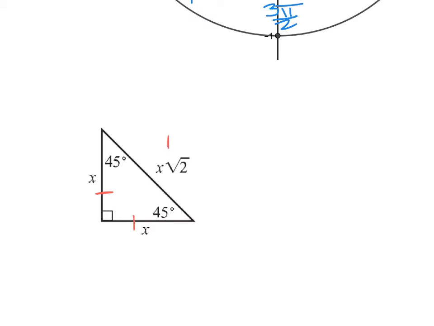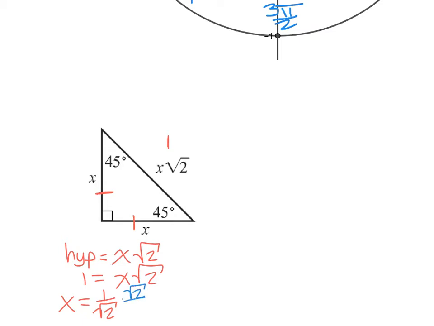So if this is 1, we can see that the sides, actually I'll write out a little formula here, the hypotenuse equals the sides, I'll just say x times square root of 2. 1 equals x times square root of 2, so x equals 1 over the square root of 2, which is equivalent if we multiply the numerator and the denominator by square root of 2, we're going to get square root of 2 over 2. So both these sides in the unit circle are going to be square root of 2 over 2. I'll just label them here.